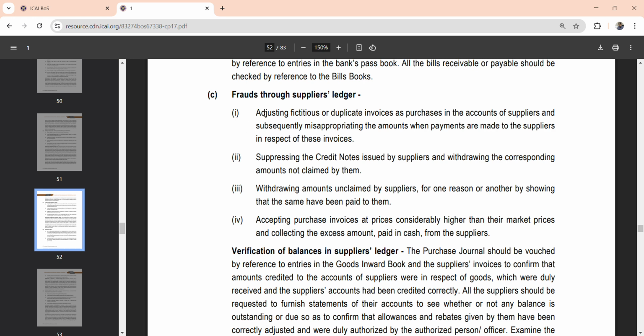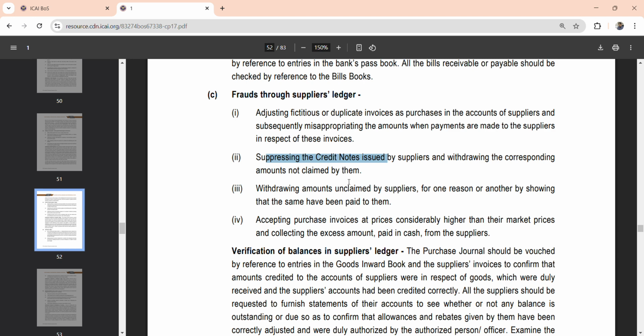So first one is adjusting fictitious or duplicate invoices or purchases in the supplier's accounts and subsequently misappropriating, that is, taking that amount when payments are made. So the purchase has not taken place. For example, I have not bought anything from the vendor, but I am misappropriating that amount and taking it into my pocket.